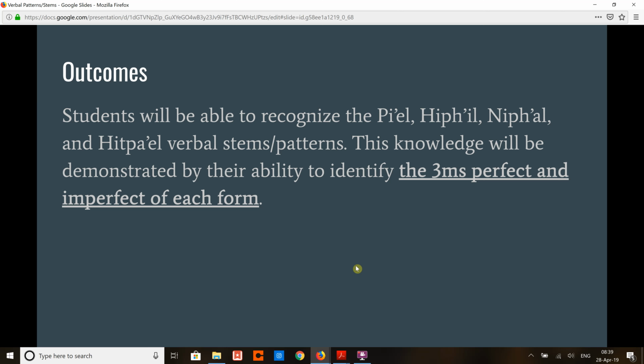Okay? So I hope that's really clear. Again, I know it's a ton of information, but make sure that you're able to identify the perfect and imperfect of each of these forms. Now, the root letters might change a little bit, but what matters is that you can recognize the prefixes, suffixes, and vowel configurations on each of these verbs.